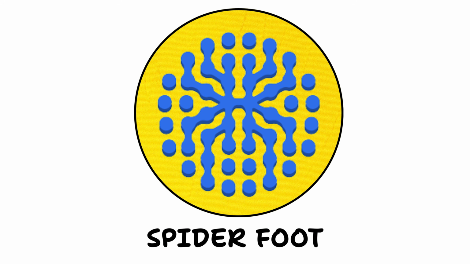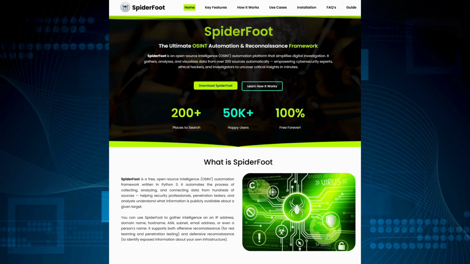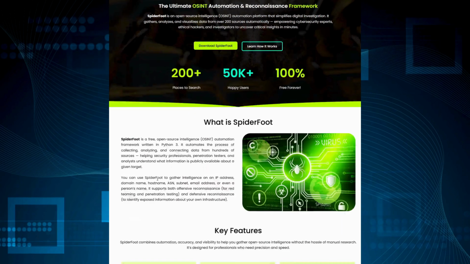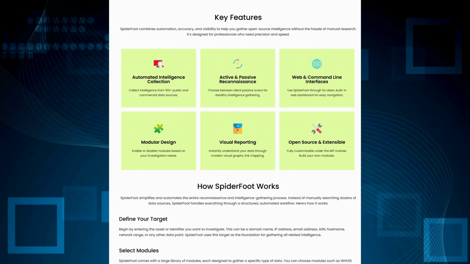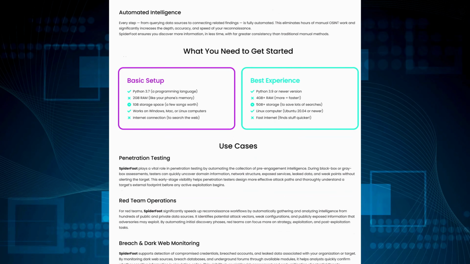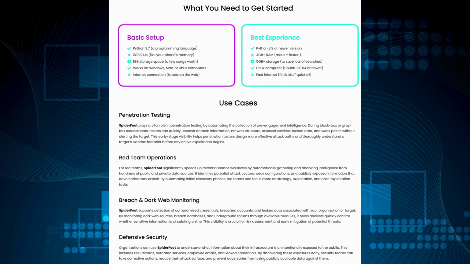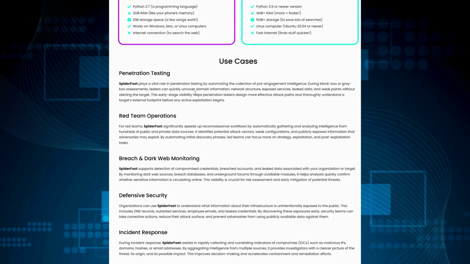Spiderfoot, automated broad-scope reconnaissance. Spiderfoot is the autopilot of OSINT. Point it at an IP, domain, or email, and it runs dozens of modules across DNS, WHOIS, leak databases, passive DNS, and more. The value is breadth combined with correlation. Spiderfoot will flag relationships you might miss running single tools in isolation.